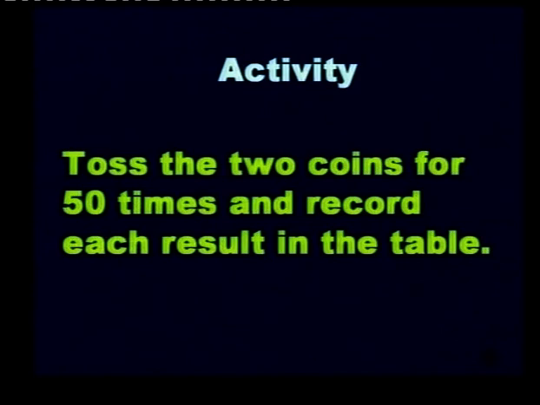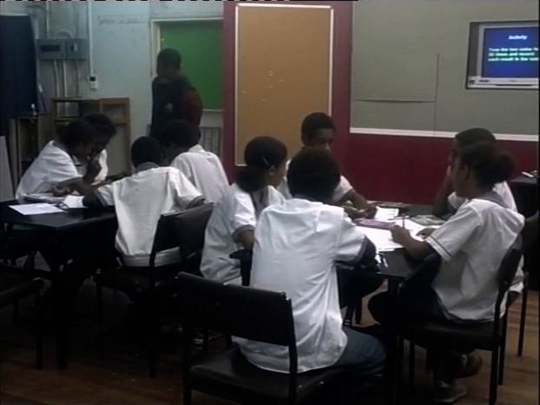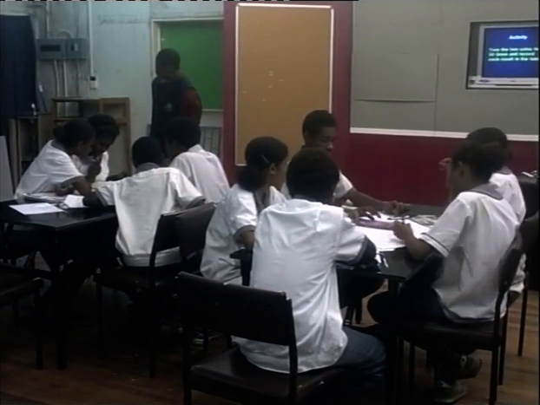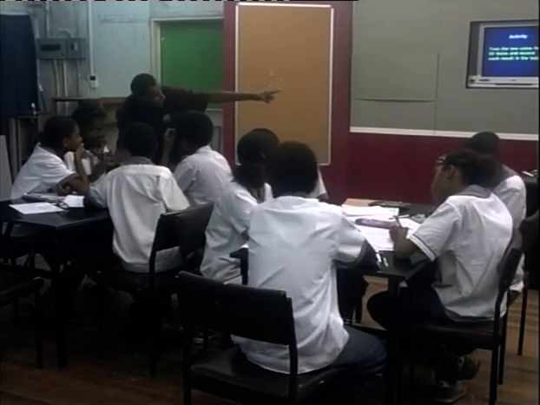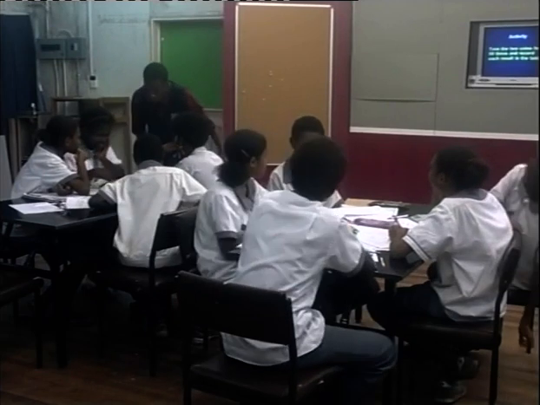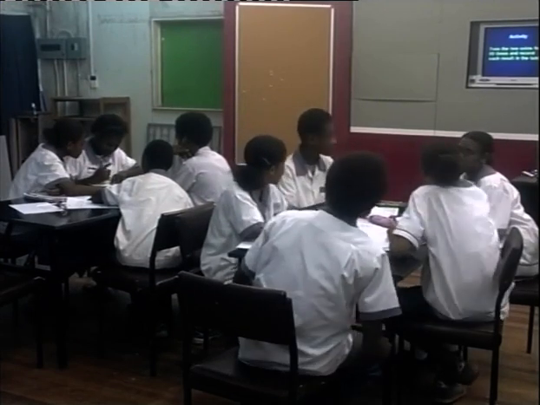Okay. 1, 2, 3, go. Is it 50? Check. You see, when you make a tally, in my example, every time I make a tally, cross. Did it add up to 50? 50.